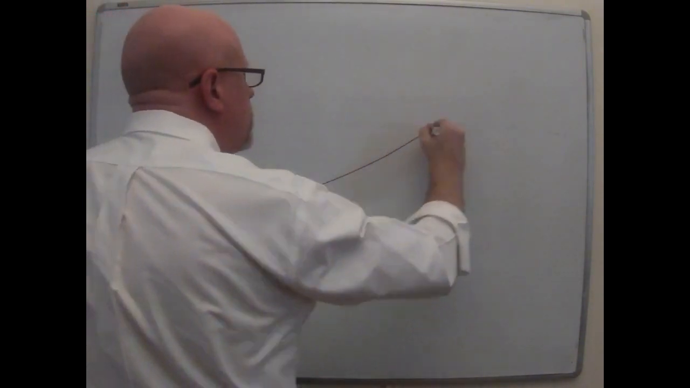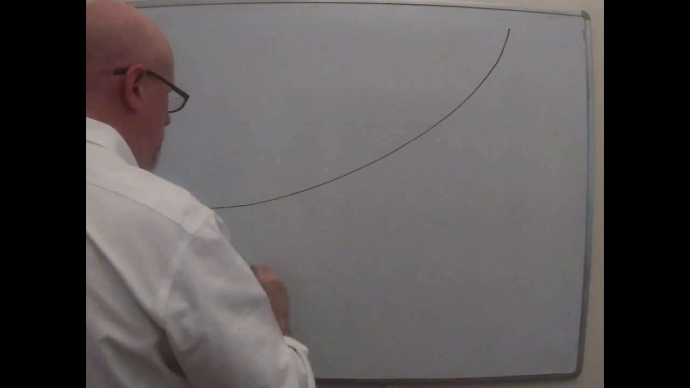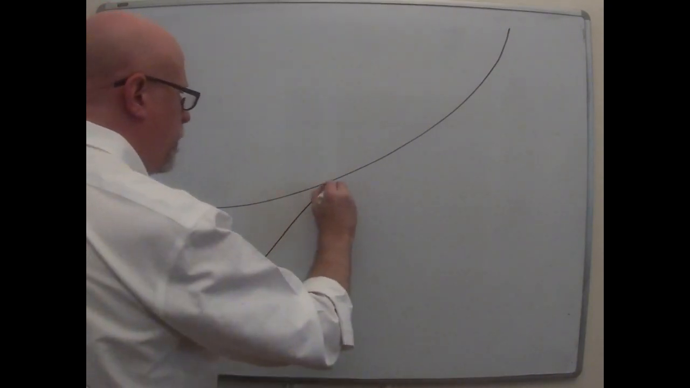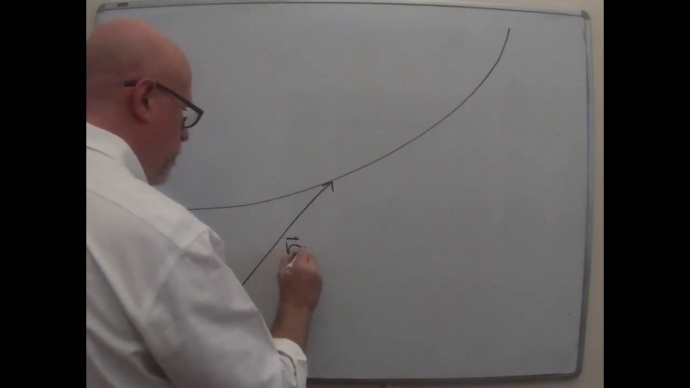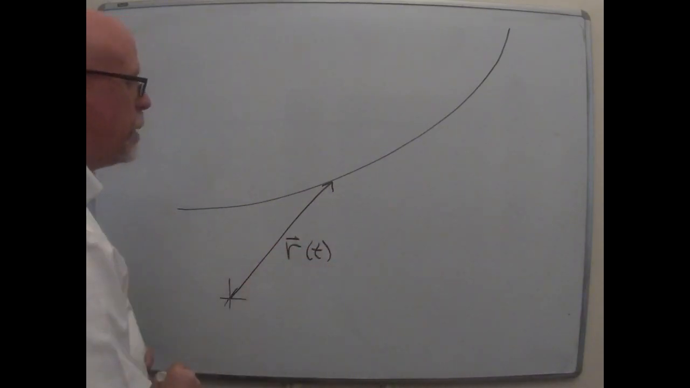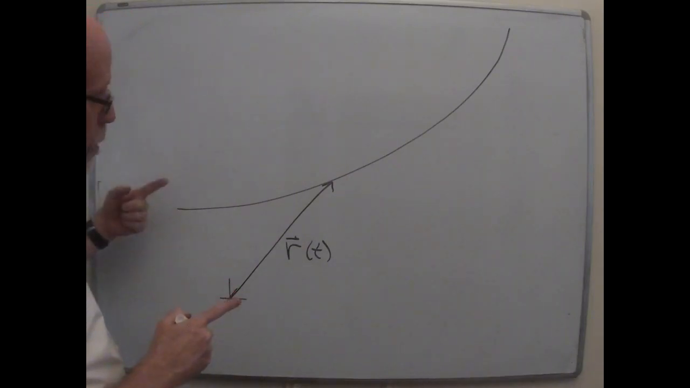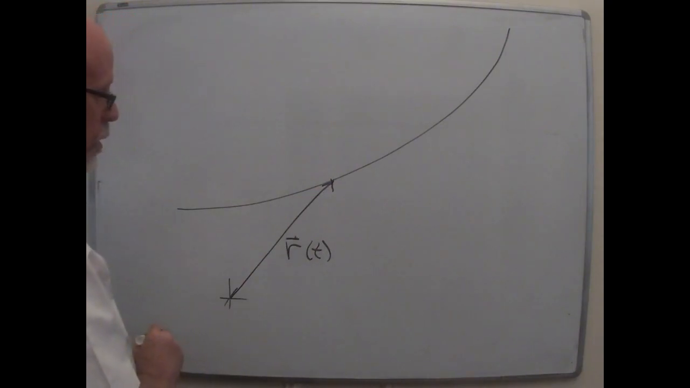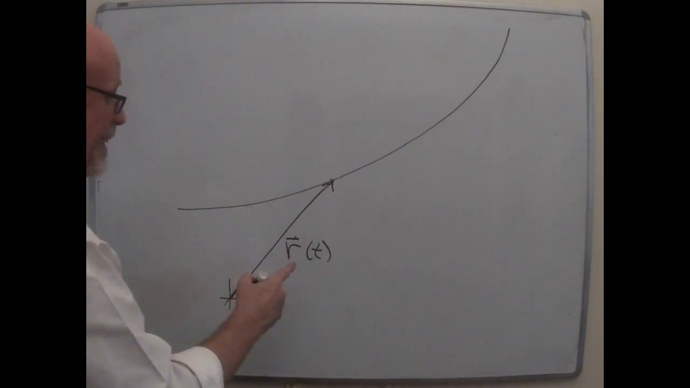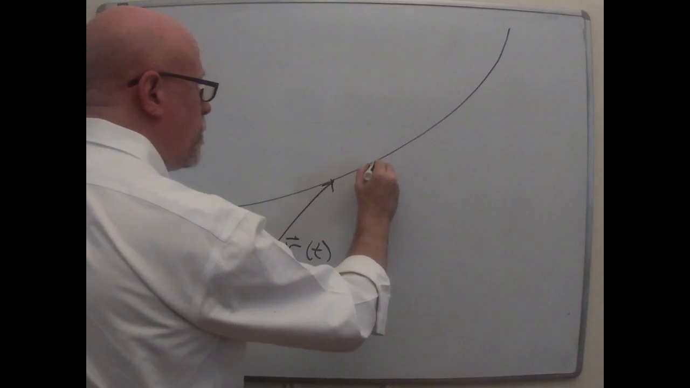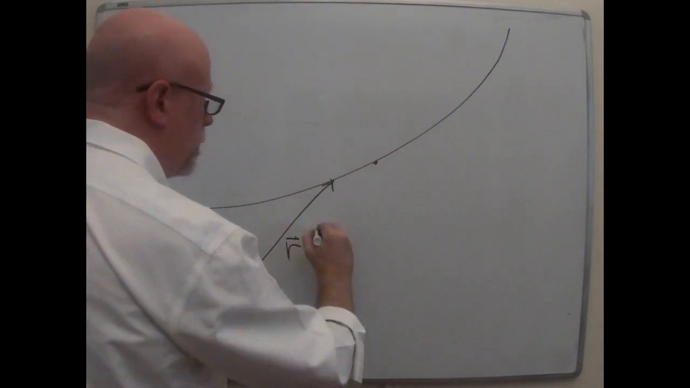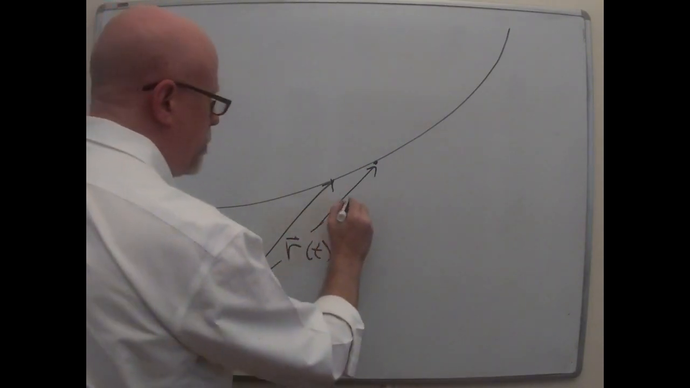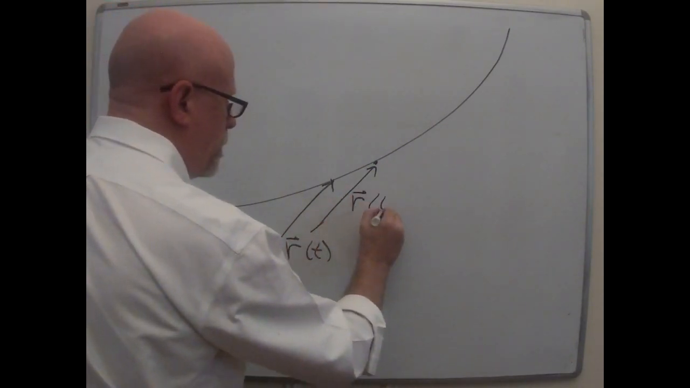So, big picture. Here's a coordinate system down in the corner here. We're going to be talking about a position vector, r of t. Suppose that's the positive orientation, so the tip of this thing is on the curve at time equal t. At time equal t plus h, we're down here. So this would be r at t plus h.